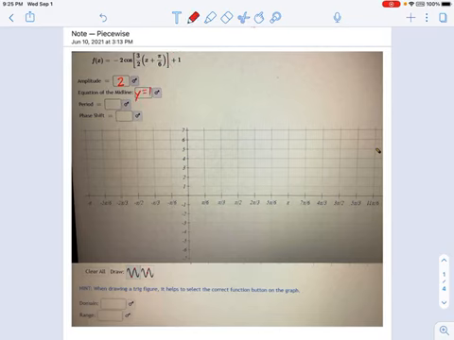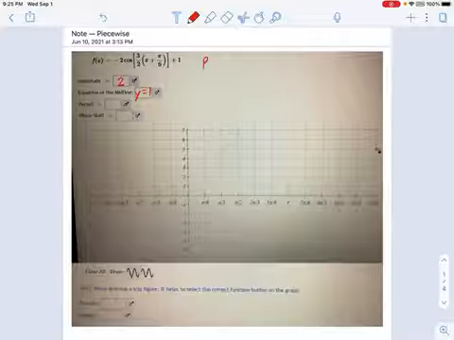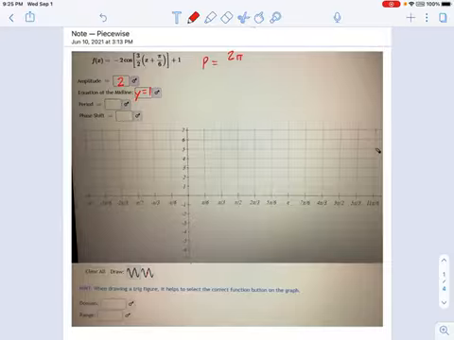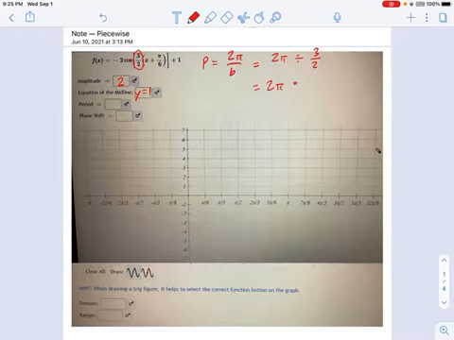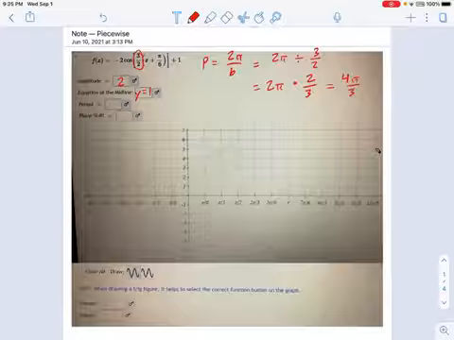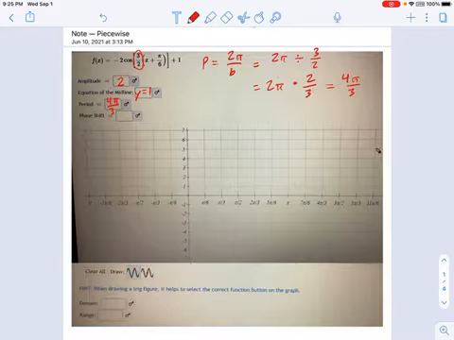The period is where we start having to actually calculate stuff, because period, if you remember, is 2 pi over b, which in our case is 3/2. So 2 pi divided by 3/2 is equal to 2 pi times 2/3, which is 4 pi over 3. Okay, so that's our period of this function, 4 pi over 3. It's a weird one. And now the phase shift, that part's nice. We can just look at the factored form and figure it out right here.